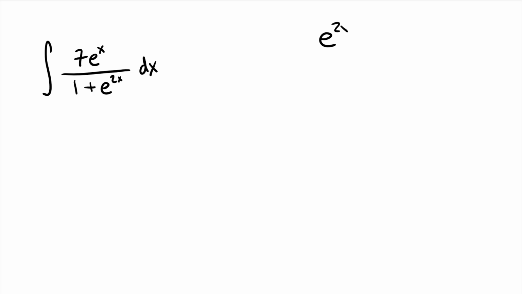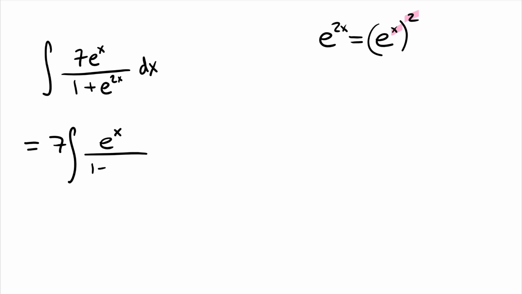Here we go. e to the 2x. We got to know our exponent rules. This is equal to e to the x, all squared. Remember that? You just multiply your exponents together. So once we do that, let's rewrite this real fast. And also, you see that 7 that's sitting up there? Let's yank that out. That's just a coefficient. There we go. And now the problem's fast.